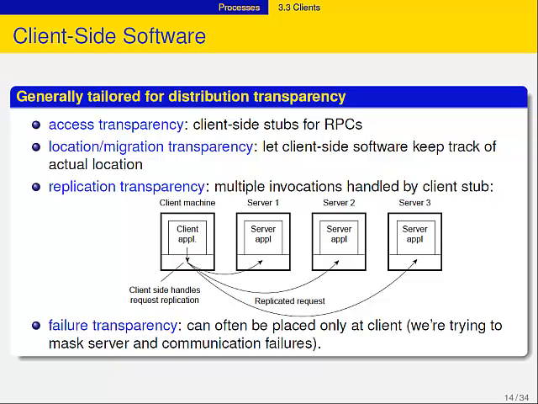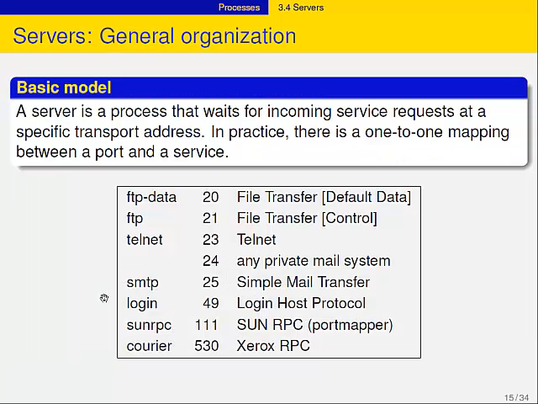And what you'll notice is that bare client-side software for distributed systems actually concentrates on failure transparency and most notably also access transparency, those two. Okay? So I think that's kind of clear. This is the easy part of distributed systems.